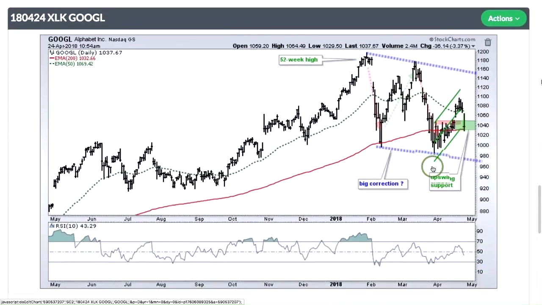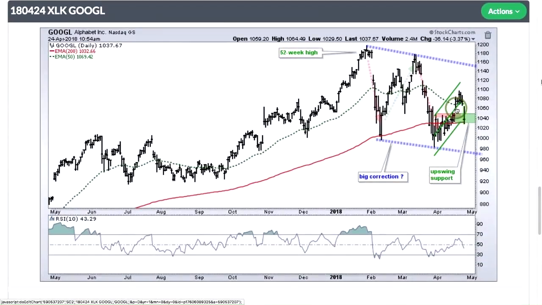Google, well, I was looking positive on Google before the open, but now it looks like it's about to break support. It's right at support, so this is a big test. And if we break 2030 on a closing basis, that will be negative for Google.